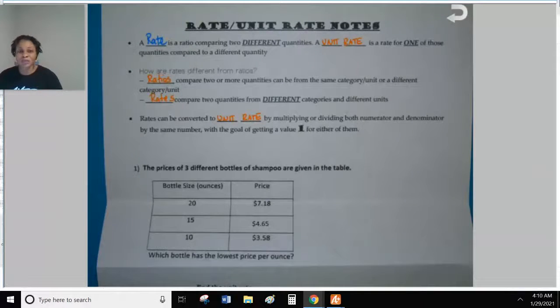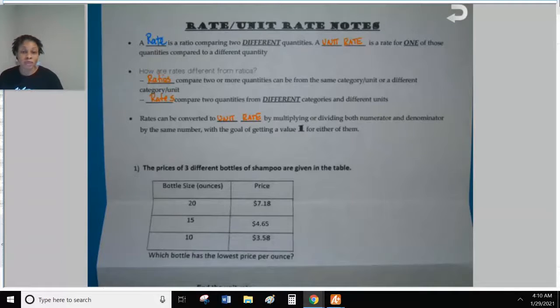A rate is a ratio comparing two different quantities. A unit rate is a rate for one of those quantities compared to a different quantity. How are rates different from ratios? Ratios compare two or more quantities that can be the same category or unit or different categories or units. And rates compare two quantities from different categories and different units. So when we talk about rates, we can talk about miles per hour, meters per second, okay?